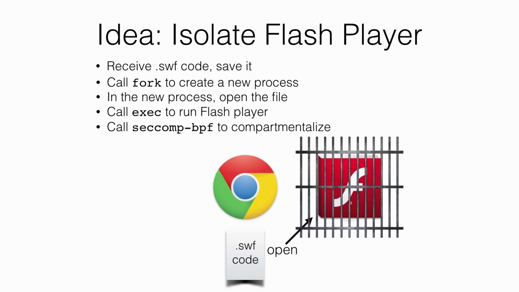Now before the process can get much further, we call seccomp BPF to compartmentalize it, limiting the system calls that it can perform. In particular, we do not allow it to open network connections, and we don't allow it to write files to disk. That way we can ensure that Flash, if compromised, will be limited in the damage that it can do.